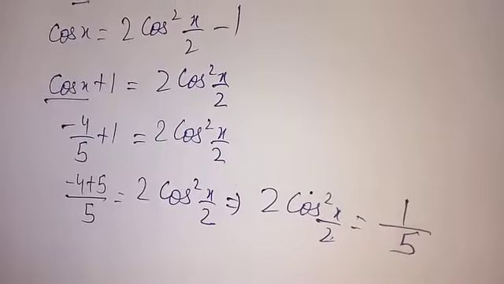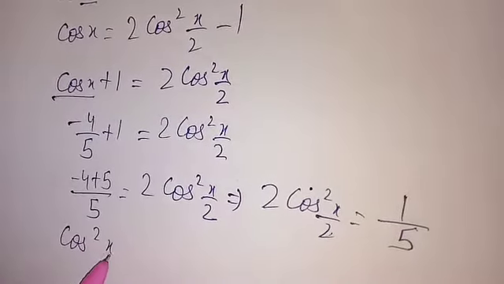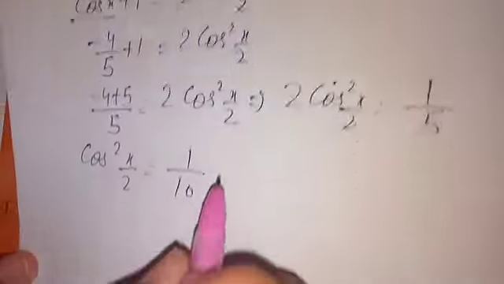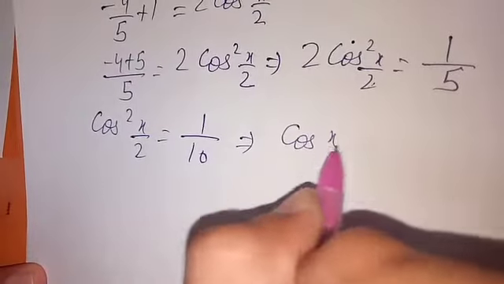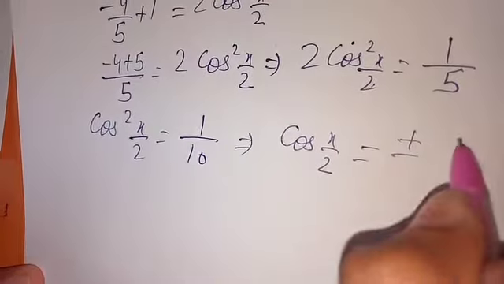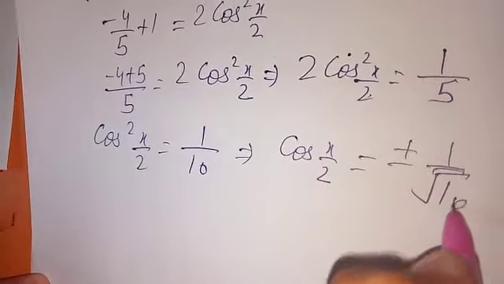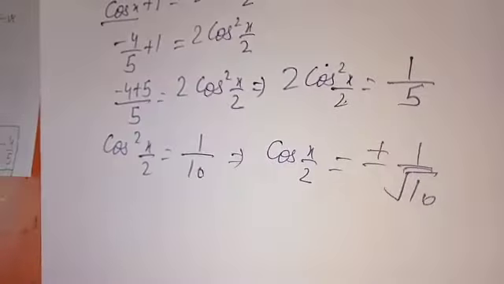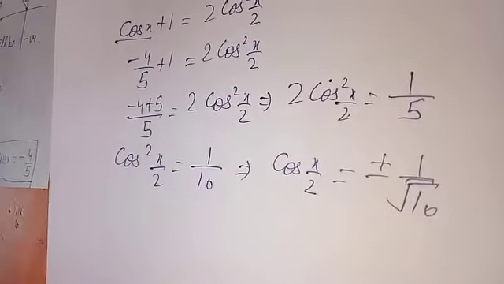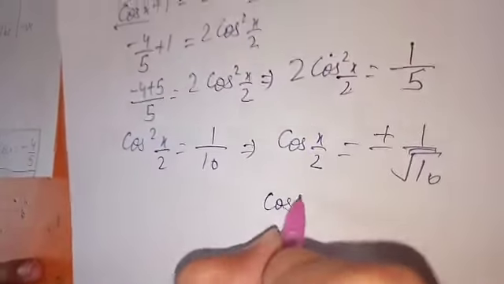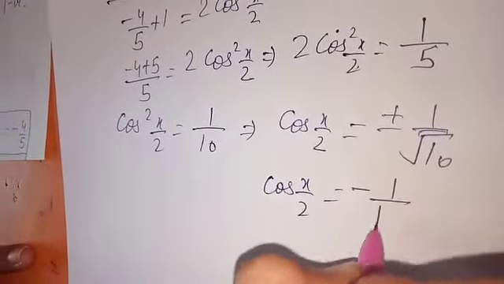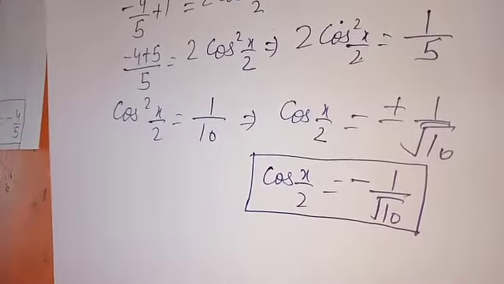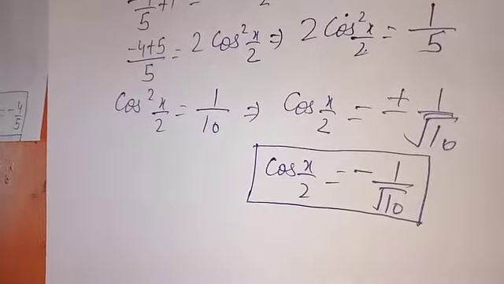If 2 cos square x by 2 is 1 by 5, cos square x by 2 is equal to 1 by 10. And if I square root both sides, I will get cos x by 2 equal to plus minus 1 by root 10. And our cos x by 2 is negative, because x by 2 lies in the second quadrant. So I get cos x by 2 is equal to minus 1 by root 10. One value I have found out. Okay. Now we can find the value of sin x by 2.